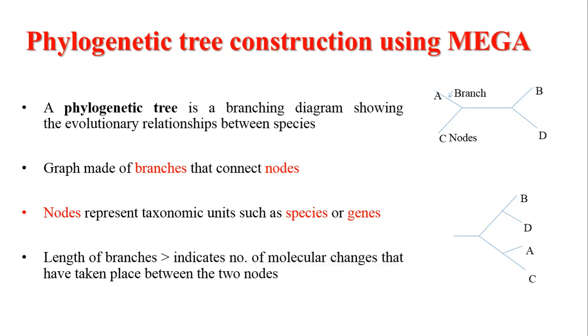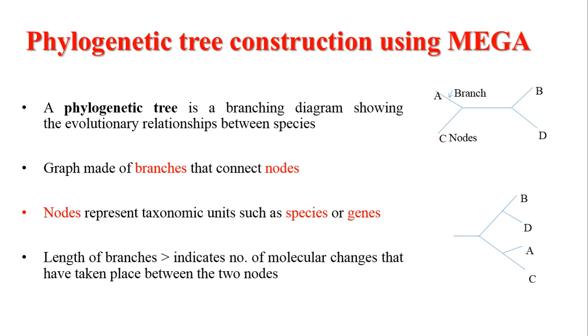Now we are going to learn how to construct a phylogenetic tree using Mega software. Before that, I will give you brief information about phylogenetic tree. So a phylogenetic tree is a branch diagram showing the evolutionary relationship between species.